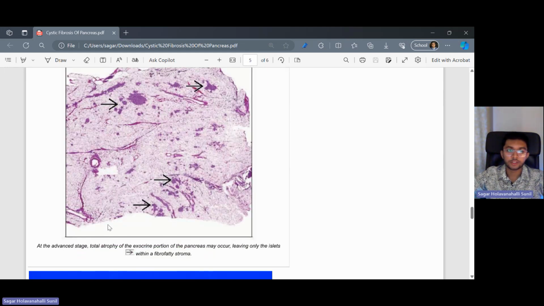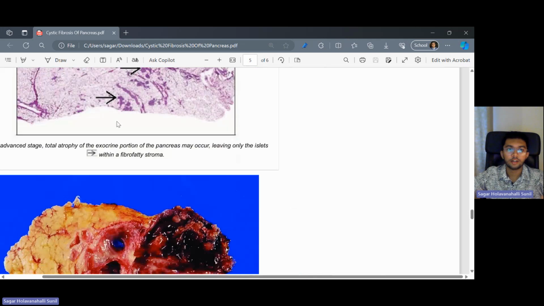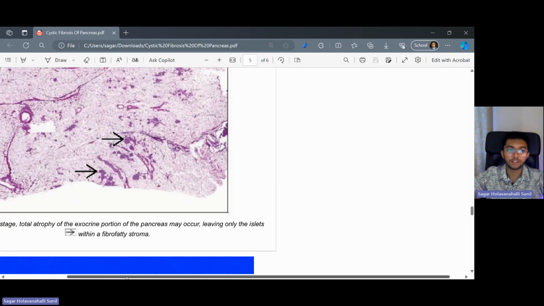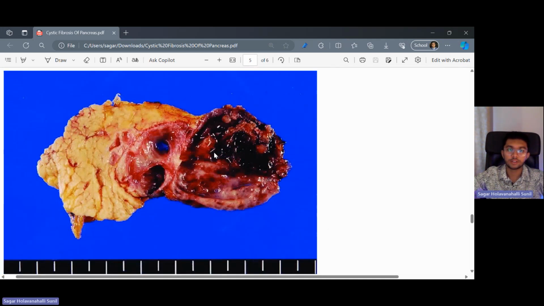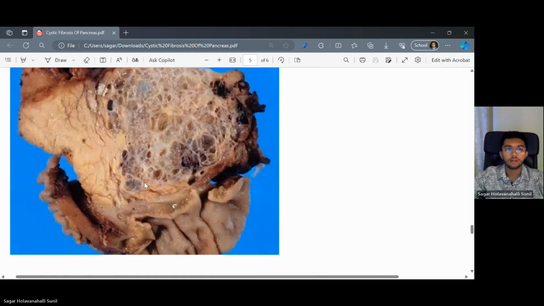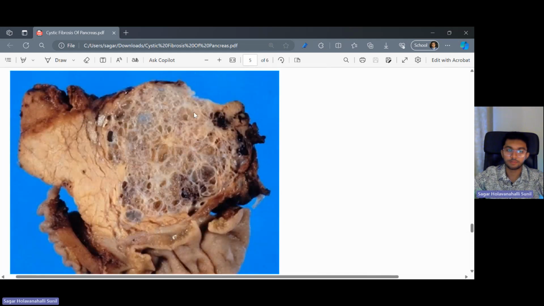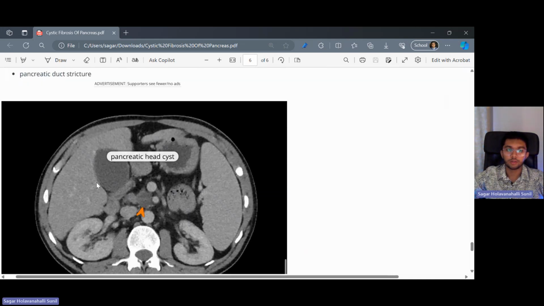Here you can see the microscopic situation. These are at an advanced stage. Here you can see the parenchyma is just filled with fatty deposition, and only small areas or islets of the pancreas are seen. And there can be some fibrosis as well over here. Here's another example. You can see cysts, you can see necrosis, hemorrhage, blood is filled over here. You can see fatty replacement. Here you can see more cysts, although I think this is not necessarily for cystic fibrosis specifically. So pancreatic lipomatosis, you can see over here.